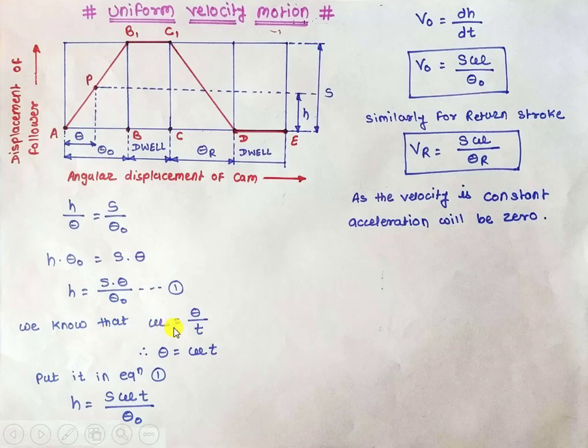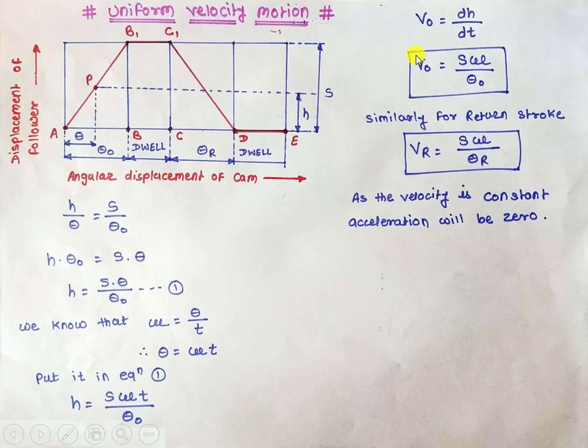Now we know that omega is equal to theta upon t, where omega is the angular velocity of the cam and theta is the angular displacement of the cam. So the rate of change of angular displacement with respect to time is the angular velocity. Now this equation can be rearranged as theta is equal to omega t. Now put the value of theta in equation number 1. So we get h equals s omega t divided by theta O. This will be the new equation.